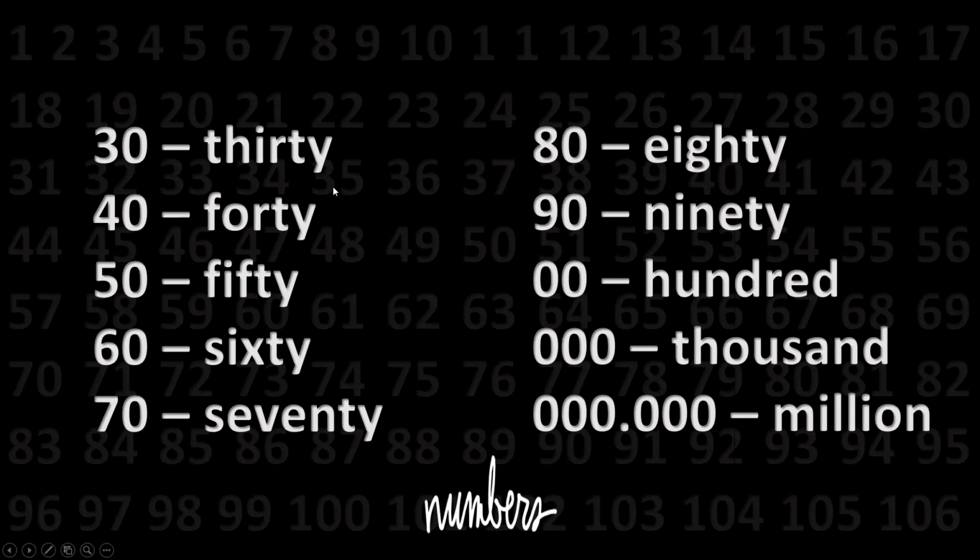So 30, 40, 50. You see? Yes. The second syllable is very weak. We hardly stress that one. We stress the first, okay? 60, okay? 70, okay? 80, 90.